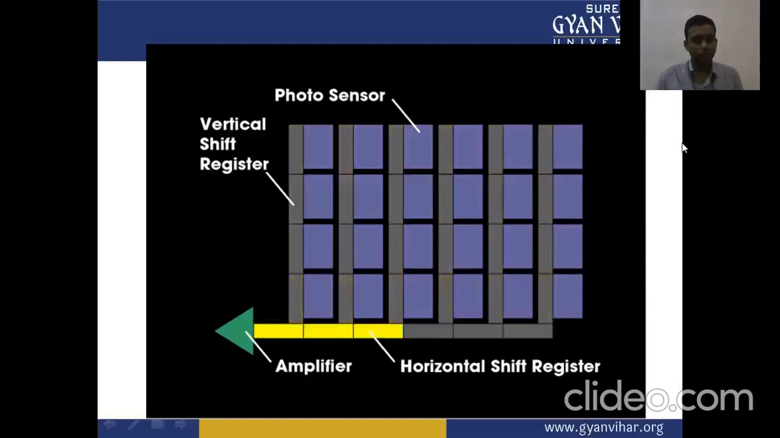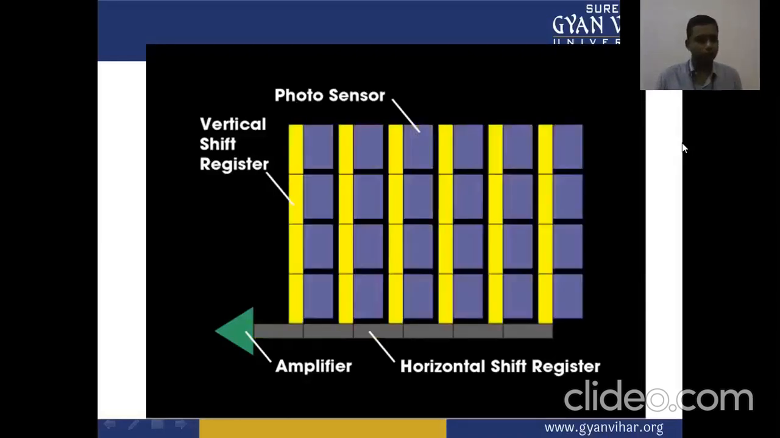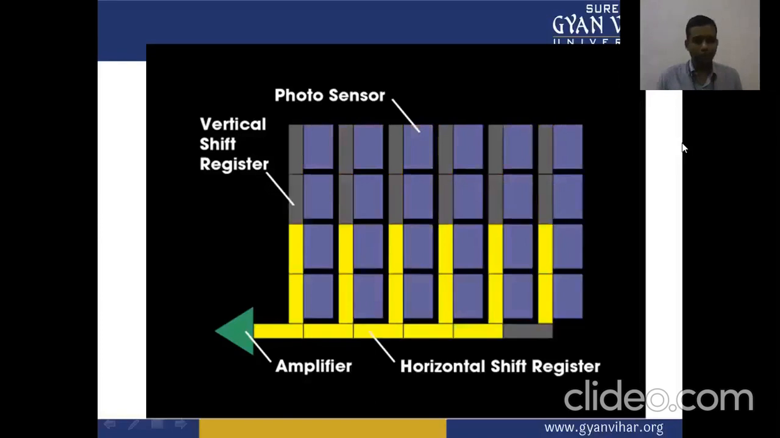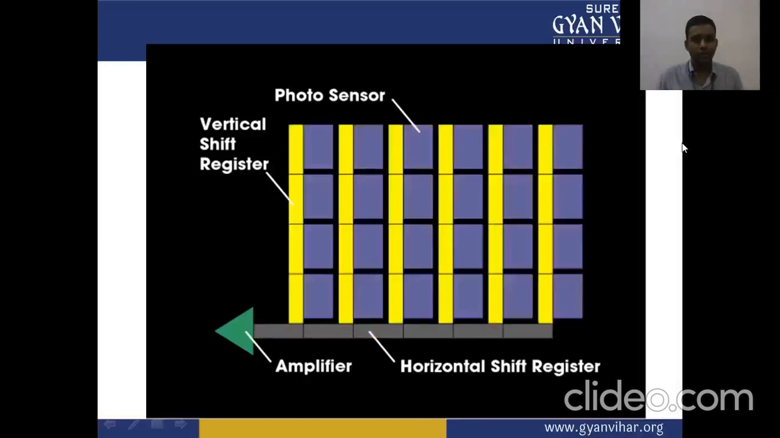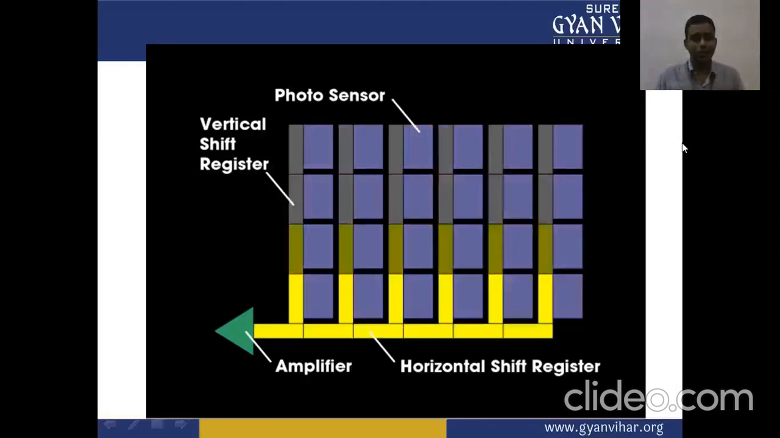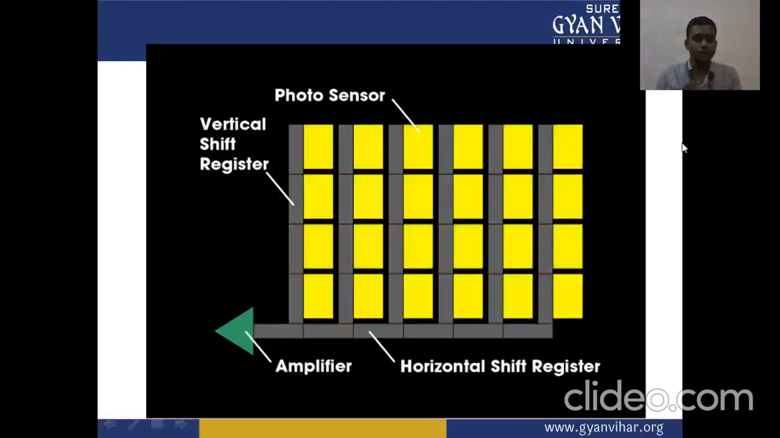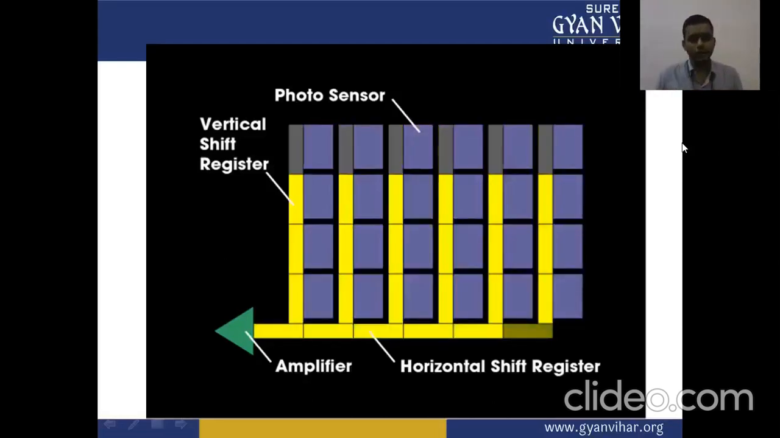So the output of the shift registers is given to the horizontal shift register, and it goes to the amplifier. So finally, we get the amplified output of the CCD sensors or CCD cameras. So the image is converted into an electrical signal.